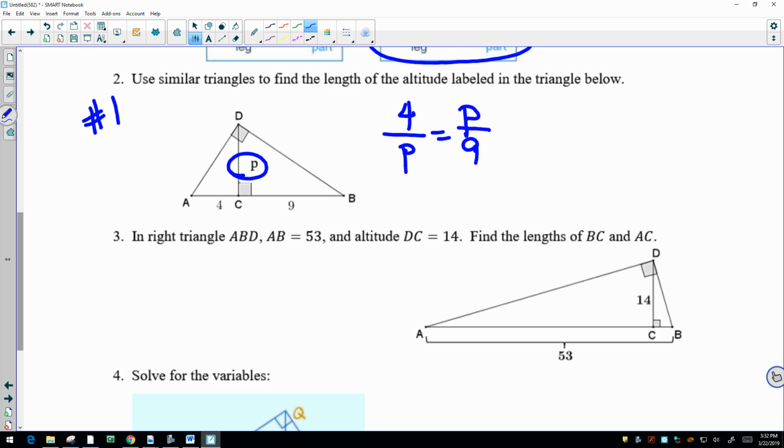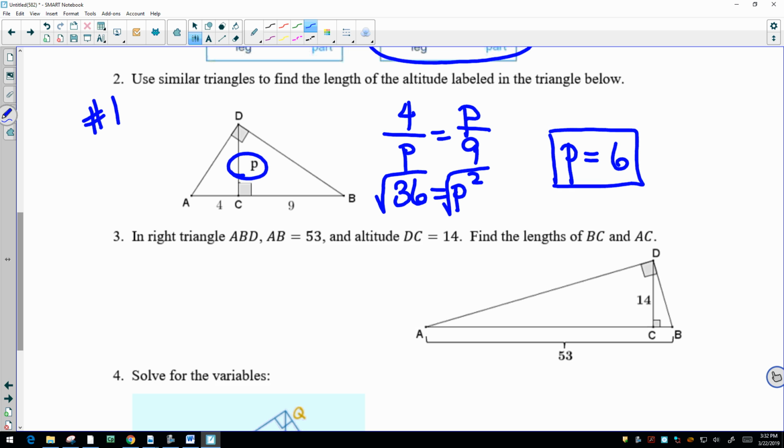Okay, so we can cross multiply. So 9 times 4, I get 36. P times P, we get P squared. And to solve for P, undo that P, we square root it. And keep in mind, you get 2 values, plus and minus 6. But I can't have a negative distance, so we're only taking that positive 6. Okay, number 3.